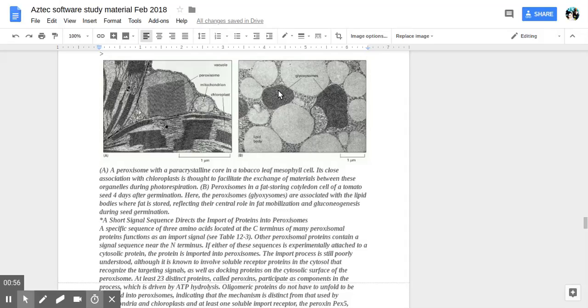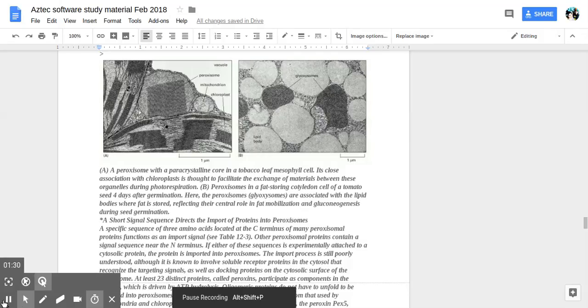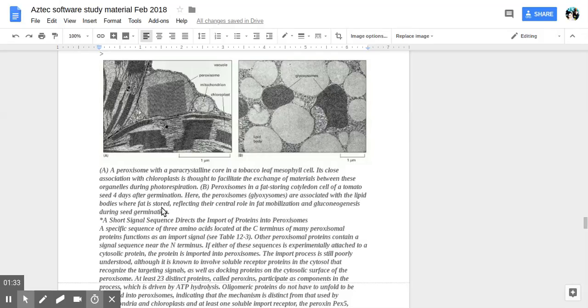In the second figure, peroxisomes are shown in a fat-storing cotyledon cell of a tomato after germination in a seed, and the peroxisomes or glyoxysomes in these plant or tomato cells are associated with lipid bodies of the seeds where fat is stored, reflecting the central role in fat mobilization and gluconeogenesis, which is the production of glucose or sugars during seed germination.